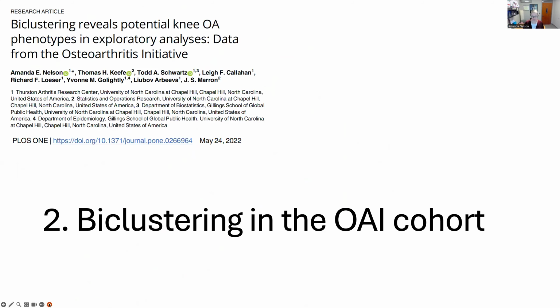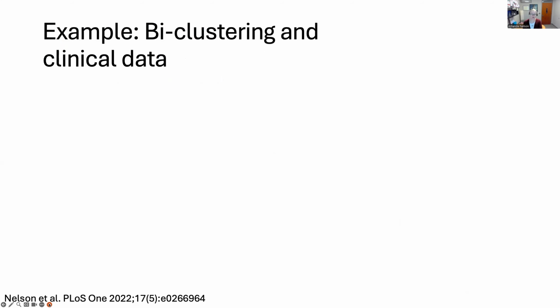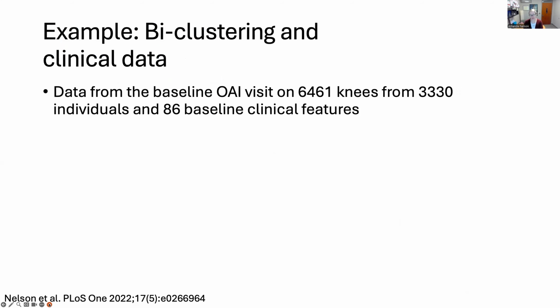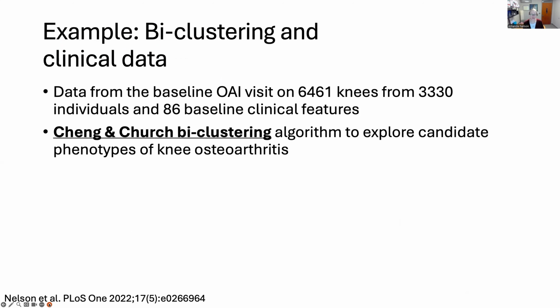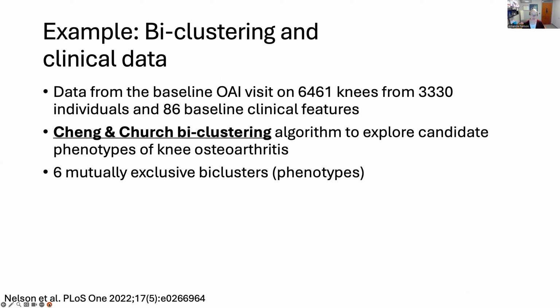Okay. And we're going to go to biclustering. This is the one Liubov described in the genetic data, looking at clusters of subsets of data. This example uses data from the baseline OAI visit: 6,000 knees from 3,000 people and 86 features. It uses this specific biclustering algorithm. There are several, and they have different strengths and assumptions, as all models do, so understanding which algorithm you want to use matters. And we identified 6 mutually exclusive biclusters. I'll explain what those look like in a minute.